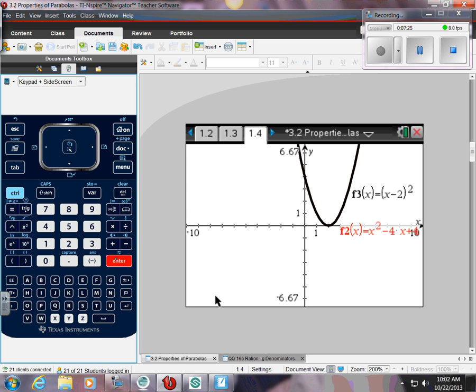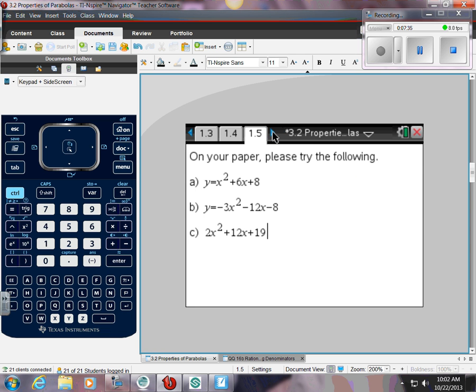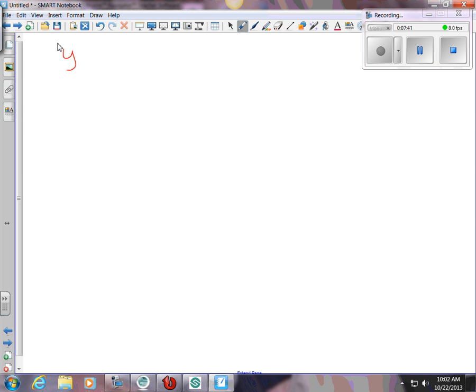So is vertex form changing it in any way, shape, or form? No. Nice catch. Okay. So let's try some more algebraically. Okay. X squared plus 6x plus 8. All right, so the first thing I need to do is I need to look at my c term. Is my c term a perfect square? No, it's not. Okay, so we need to fix it.